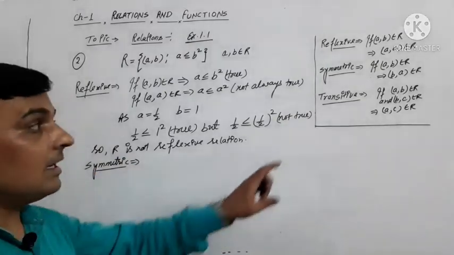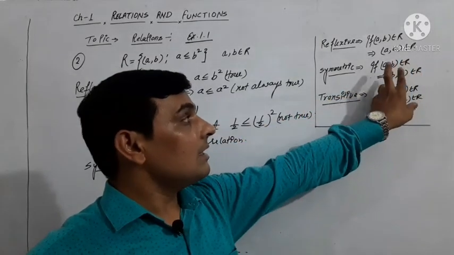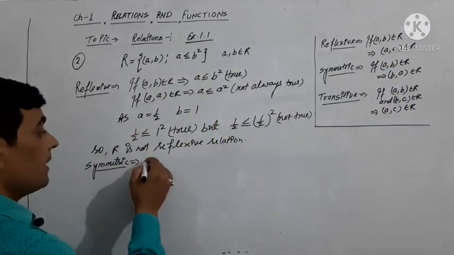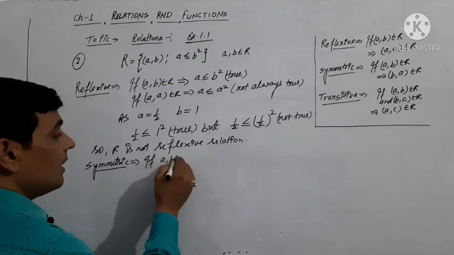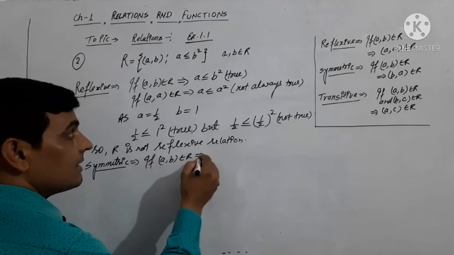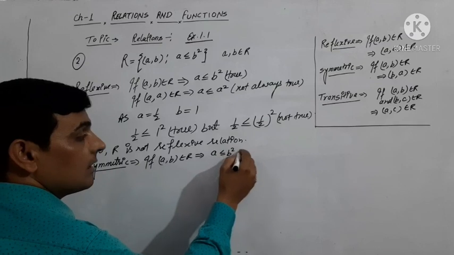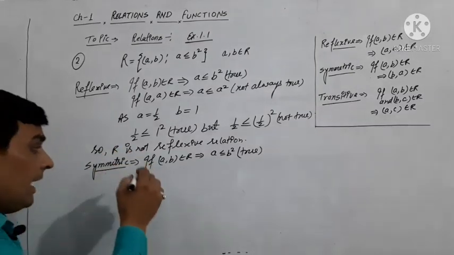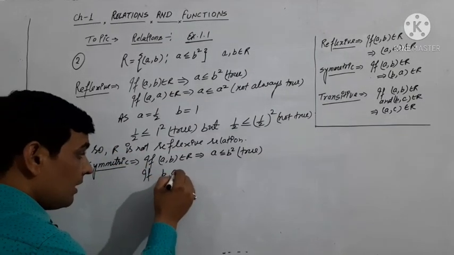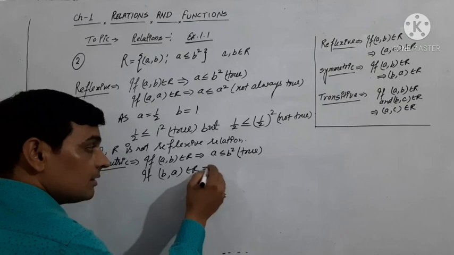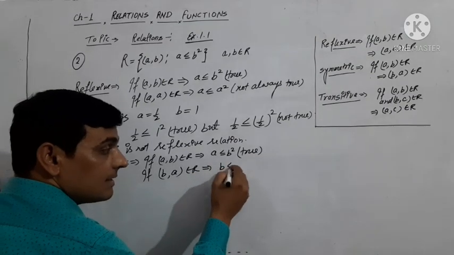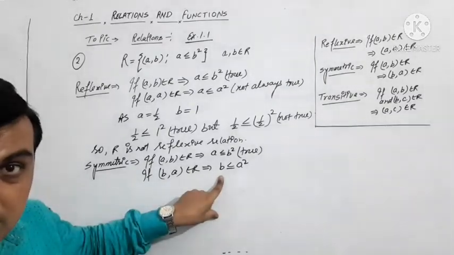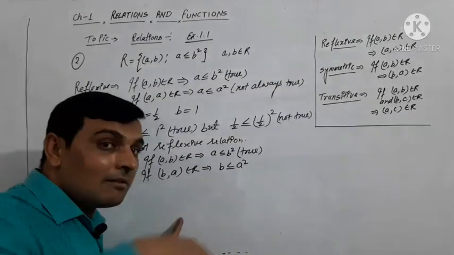What is the condition of a symmetric relation? If (a, b) belongs to R, then its converse (b, a) should also belong to R. So we will check again. If (a, b) belongs to R, this implies that a is less than or equal to b square. This is true as the given condition in the question. And if (b, a) belongs to R, this implies that b is less than or equal to a square. Is this condition always true? No, this condition will not be always true.